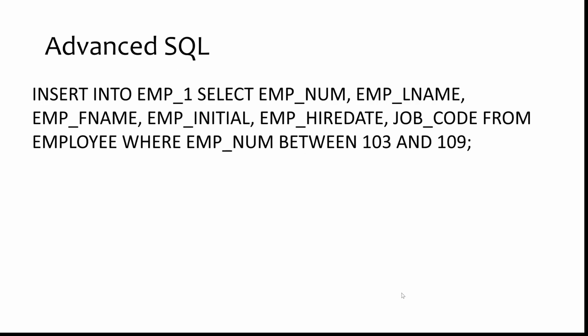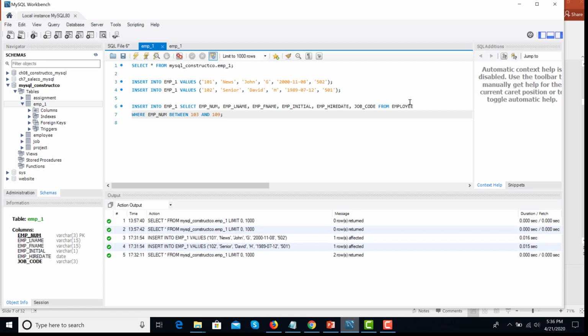So what I am going to do now is insert those employees whose employee number is between 103 and 109. So I write this statement: insert into emp_1 and then select emp_num, emp_last name, emp_first name, emp_initial, emp_hire date, job_code from employee, where emp_num between 103 and 109. So let me execute this query. So I'm going to insert those employees whose employee number is between 103 and 109. So let me execute this statement.